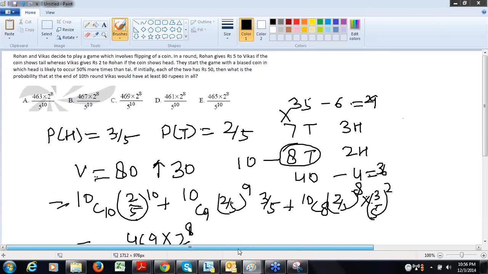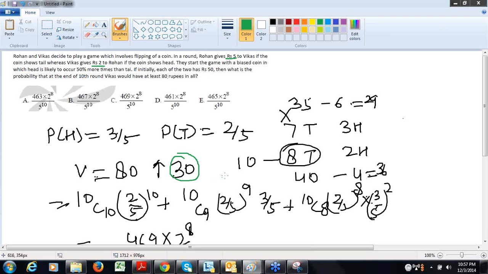Okay. So see, probability of head is 50% more. So probability of head is 3 by 5. Probability of tail is 2 by 5. Now, if Vikas is getting 80 rupees, that means he is gaining how much? 30 rupees. He is gaining 30 rupees. So Vikas is getting, for every time tail is coming, 5 rupees, and if head is coming, then he has to give 2 rupees.